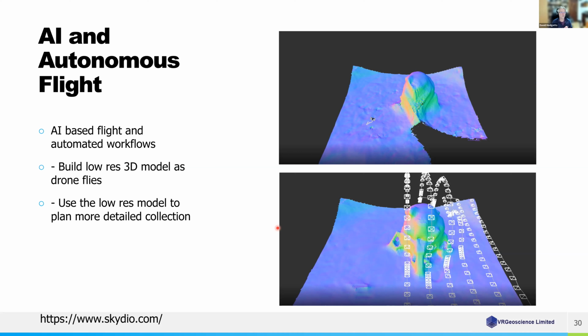So there are AI-based workflows, and a few companies are working on this at the moment. An example is a company called Skydio. They've used this kind of approach to build a model of, I think, a replica of one of the Apollo landing modules, in a museum. They flew a low resolution model, and then the AI used that to work out how to best collect the data to build a high resolution version of it. That's something we're going to see developed more and more in drones over the next few years.